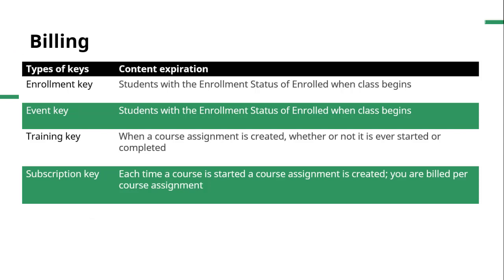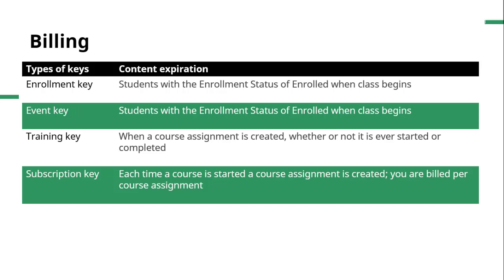As promised, we're going to take a moment and talk about billing. Enrollment and event keys are billed the same way, and they're billed the same way as any enrollment. Any student that is at an enrollment status of enrolled when the class begins is going to be billed. For training keys, anytime a course assignment is created, whether or not it's ever started or completed, you are billed based on the creation of that course assignment.